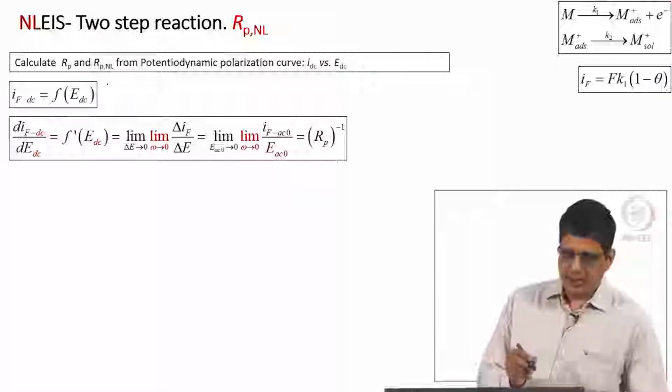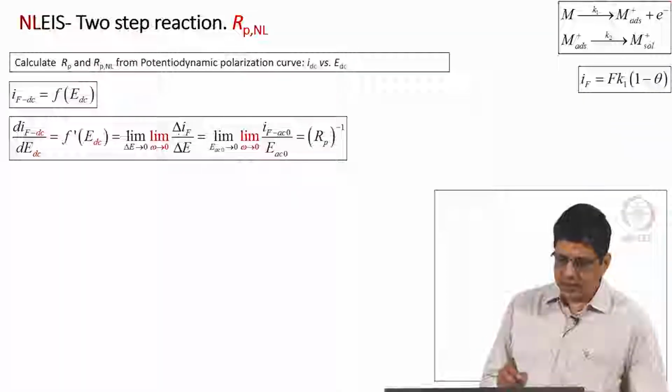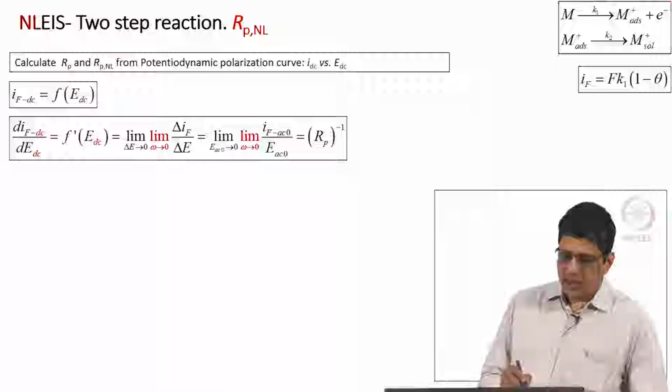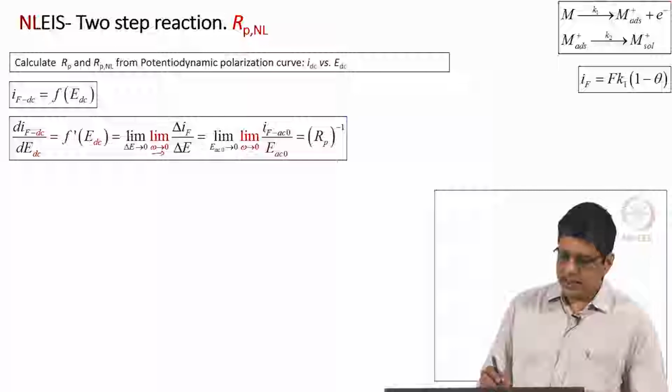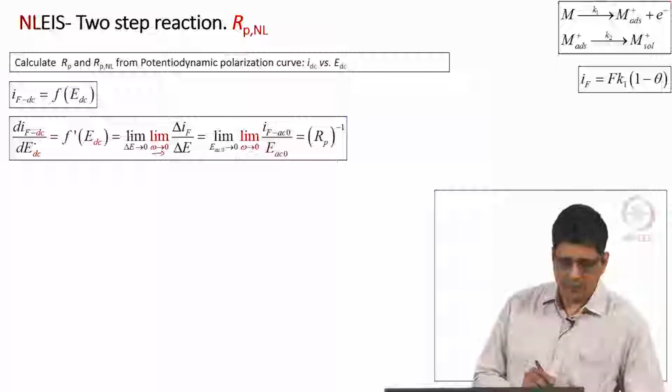When I make small changes, the resulting change, small change is del E, the resulting change is del I_F, and if I make the change slowly, that is omega tending to 0, that is inverse of polarization resistance. I can write it in different notations. I can write it as del I_F by del E, I can write it as I_F AC0 by E_AC0. Sometimes people also write it as F prime, indicating it is a derivative.